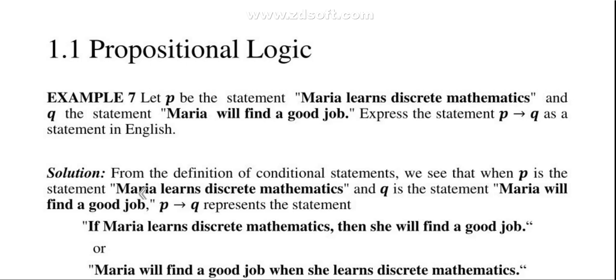So for the p conditional q statement, we can make it in two senses. If Maria learns discrete mathematics, if is a condition. If Maria learns discrete mathematics, then she will find a good job. Or we can also say, Maria will find a good job when she learns discrete mathematics. So it's a logic in the sense of sentences, and we will see it in a truth table as well.